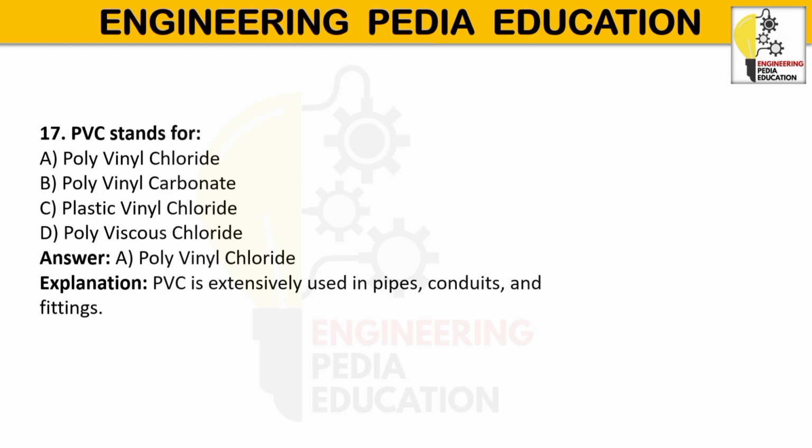PVC is commonly used for water supply, drainage, sewer lines, electrical conduits, cable insulation, door and window frames, and flooring material. Its long service life and low cost make it a preferred choice in many infrastructure projects. PVC is a versatile, cost-effective engineering material that has transformed modern construction. Its durability, corrosion resistance, and ease of installation make it one of the most used plastics in building and infrastructure projects.